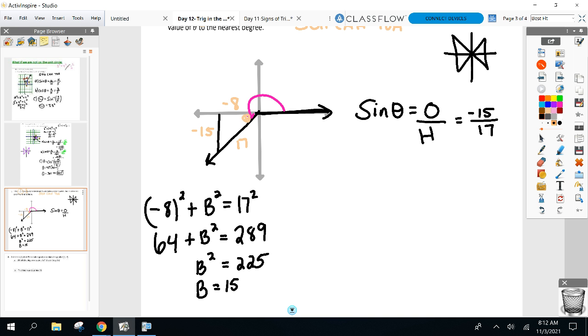Now, let's say you forgot. I get it. It happens all the time. You left the negative off the 15, and you just wrote 15. So your answer would be positive 15 over 17. What's wrong with that? What's wrong with positive 15 over 17 in this case? It'd be in the second quadrant. Well, first of all, what quadrant are we in right now? 3, and you just found the value of sine. Sine in the third quadrant is negative. So I have to throw the negative on.